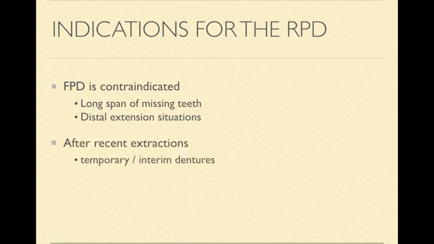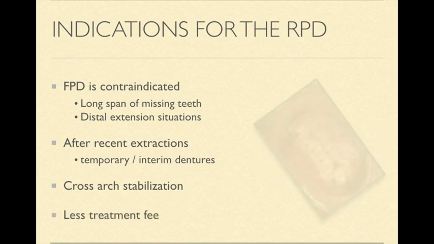Also, sometimes after the extractions, we may need a temporary or interim removable partial denture to just fill the space before we do a fixed partial denture. They can also be options. Sometimes when the edentulous area is cross-arch, you need to stabilize both sides together. That's also an indication for the removable partial denture.